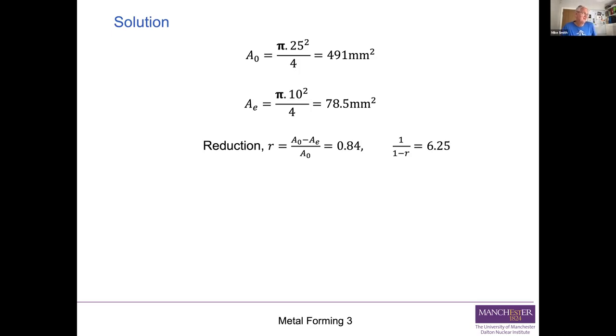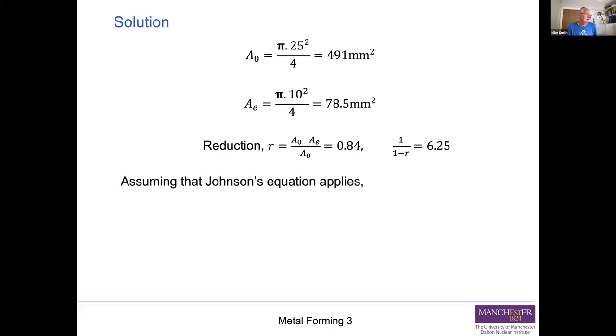The reduction is defined as A naught minus AE over A naught, and that comes out at 0.84. So we can rearrange that to the parameter we want for Johnson's equation, which is 1 over 1 minus R, and that's equal to 6.25. So we've now got a reduction, and therefore we've characterized our extrusion process, and we've got that just from knowing the dimensions of the extrude and the dimensions of the billet.